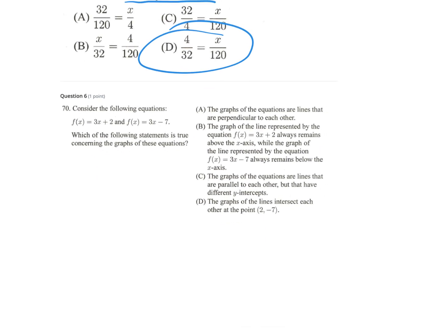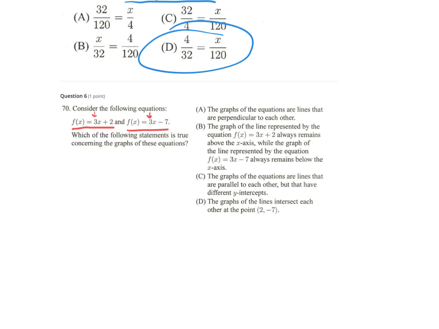Question number 6 says, consider the following equations. The first function is 3x plus 2. The second function is 3x minus 7. Which of the following statements is true concerning the graph of these equations? So I see that they're both lines, and I notice that they have the same slope, but different y-intercepts. So if they have the same slope, they're going to be parallel.